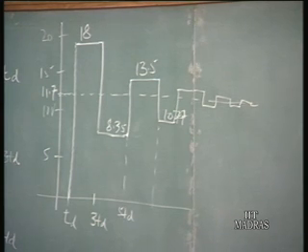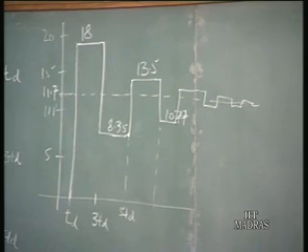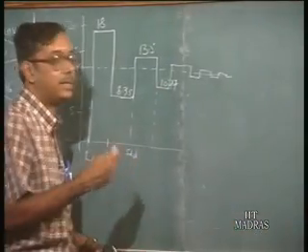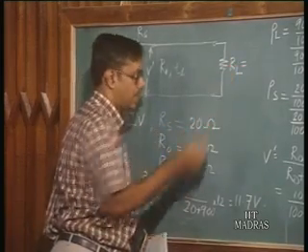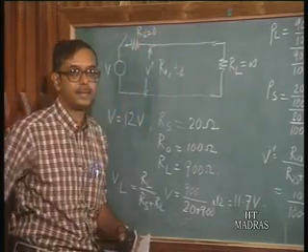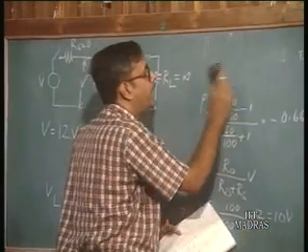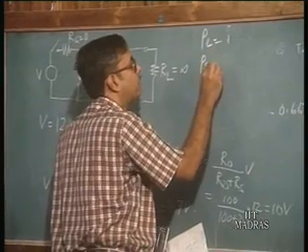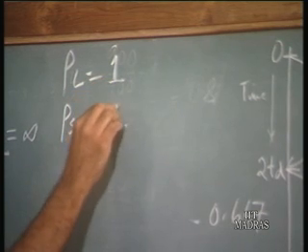Now we have taken a particular case of a particular problem, where we have defined the source resistance and the load resistances. Now, let us take an extreme case, say RL equals infinity and RS equals 0. Then what happens? In that case, rho L will be equal to 1 and rho S will be equal to minus 1. That is, rho L is plus 1 and rho S is equal to minus 1.